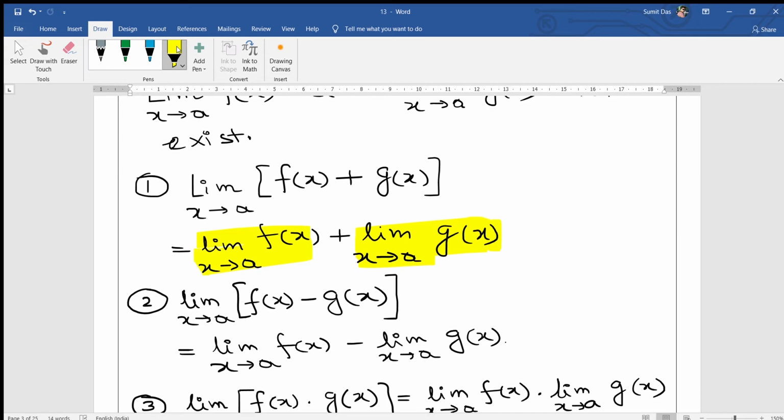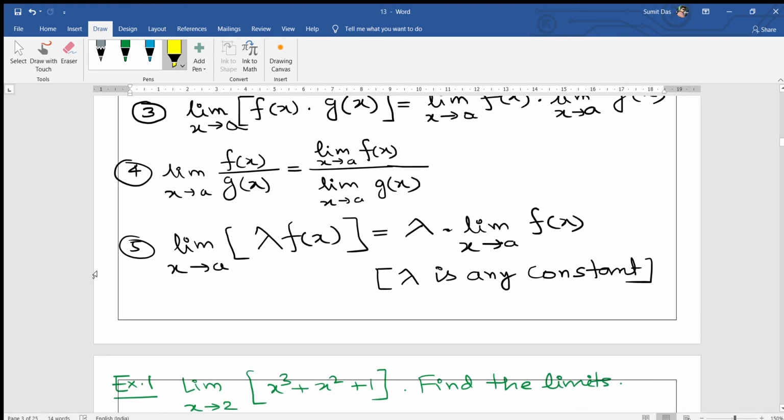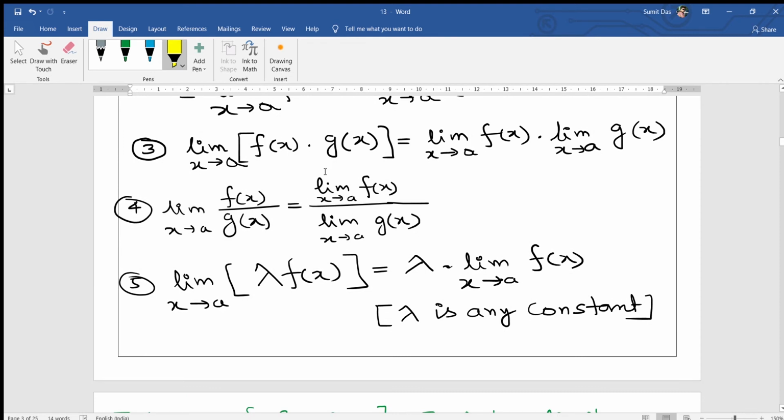Then the limit of f(x) minus g(x). Similarly in the case of minus, we have the same: you can just split it, f(x) minus g(x). And whenever a product is there, in the case of a product also, f(x) into g(x), you can write limit f(x) into g(x). This is a simple logic. Similarly for division, limit f(x) divided by g(x), we can write like this.